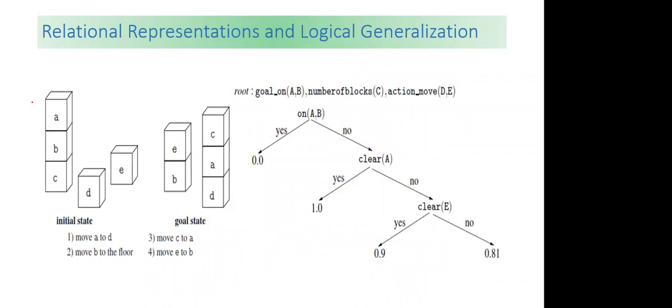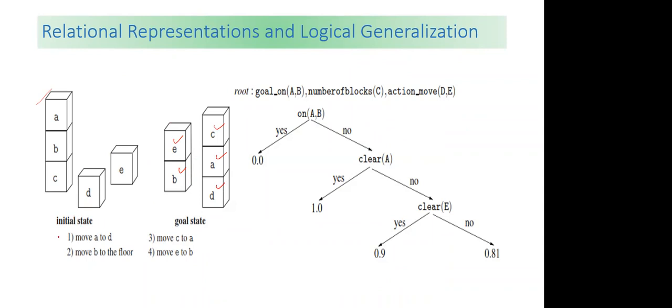Initially we have some states. What will they be? A, B, C, D, E. These will be the states. And we have the goal state, which will be E, B, C, A, and D. These are our goal state.